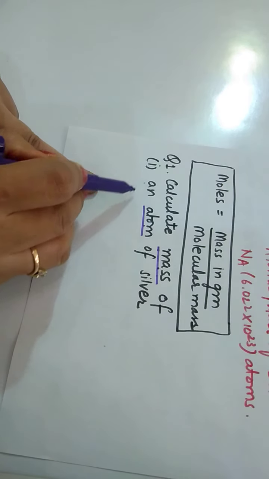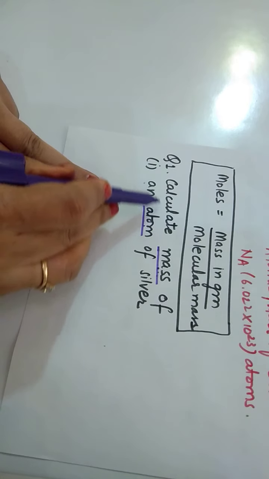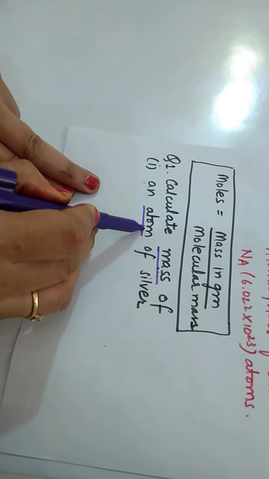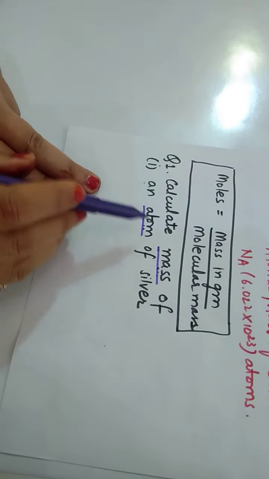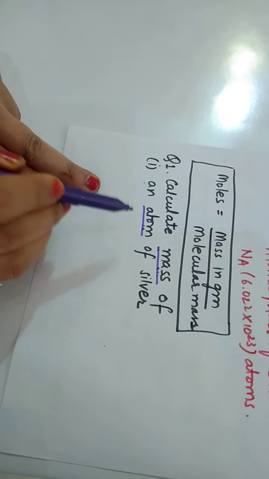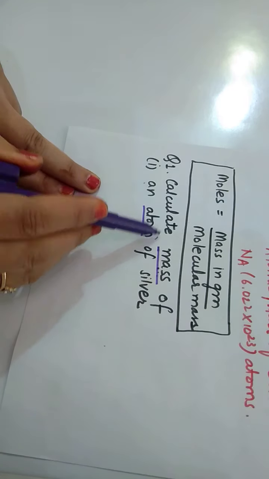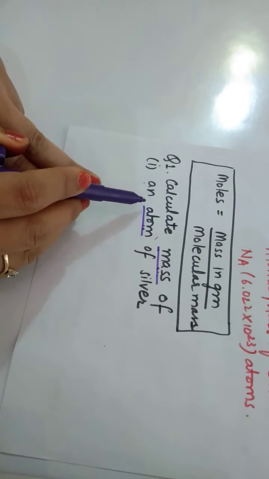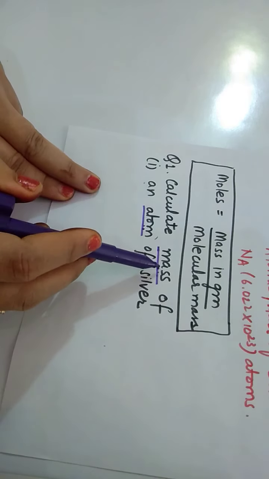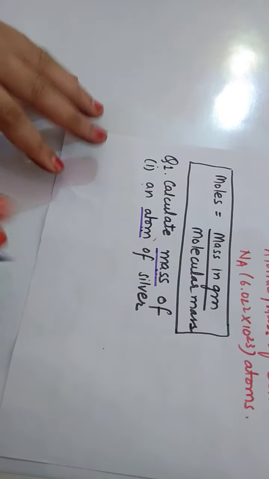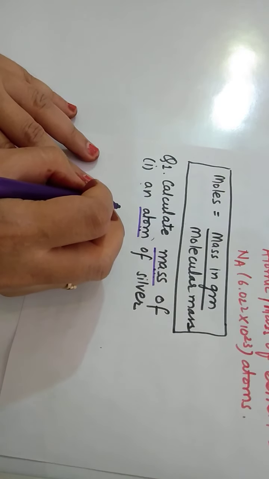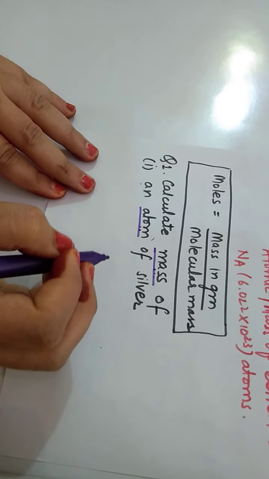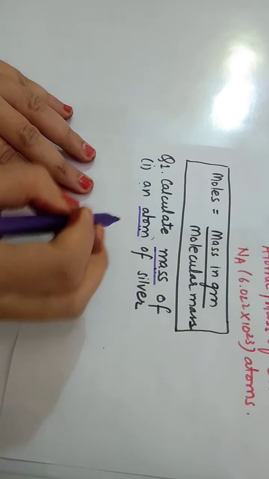So here you are going to find out the mass with the help of an atom. Whenever the term atom is there, it is an atom, number of atom 1, so we will use Avogadro's number here. The Avogadro number will come on the left side, and the mass which you need to find out will come on the right side. So first thing is, you should know the mass of a silver atom. Generally it is 1 mole.